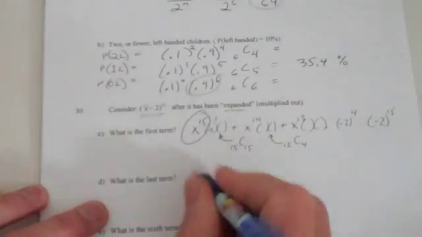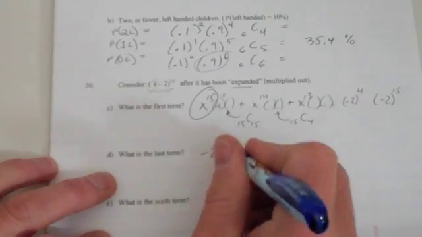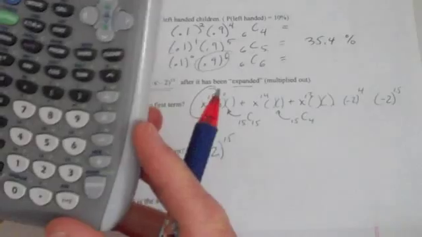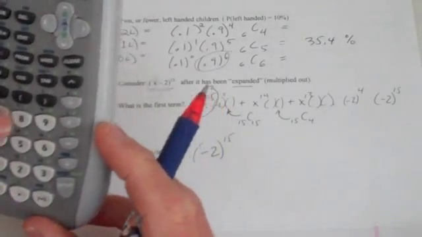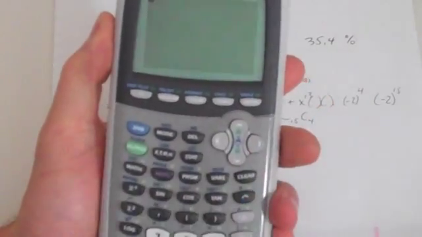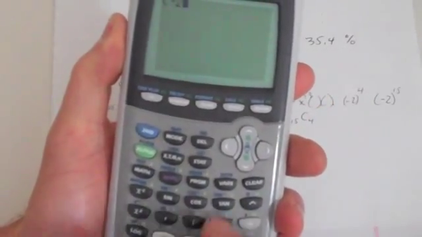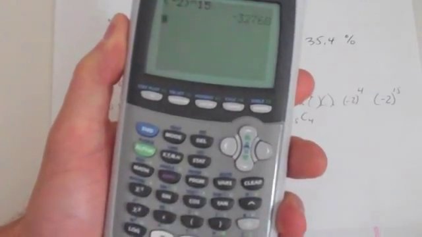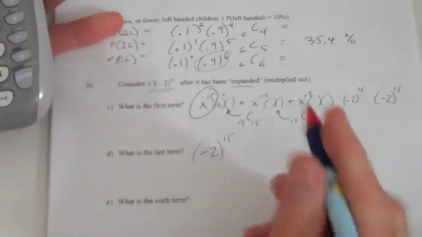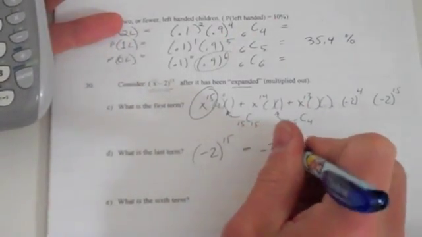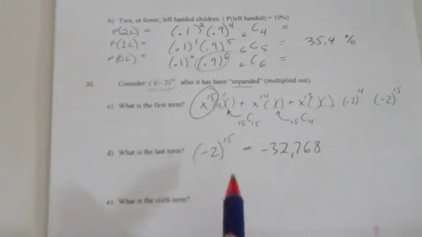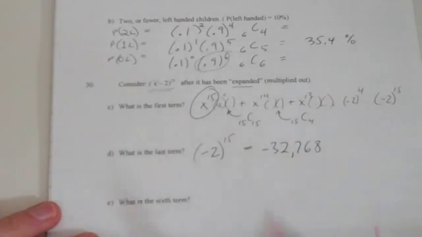And the last term here is just negative 2 to the 15th. Well, keep that negative 2 in parentheses. Negative 2. Whoops, I put it out of parentheses there, but I'll put it in parentheses just to make it clear, and raise that to the 15th power. An odd number is going to give me a negative sign, negative 32,768.